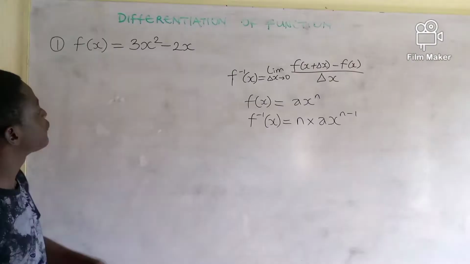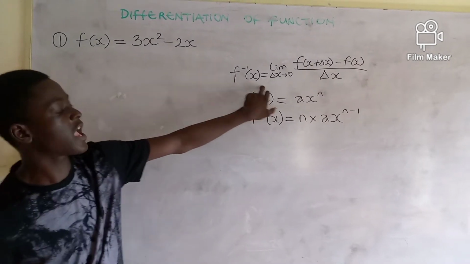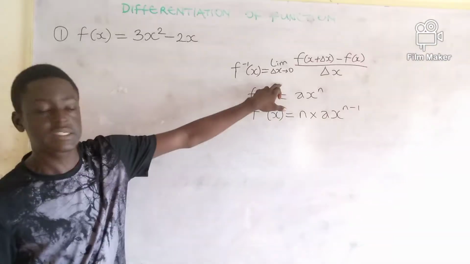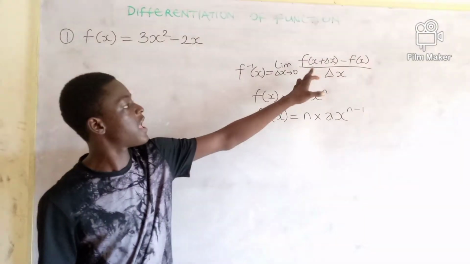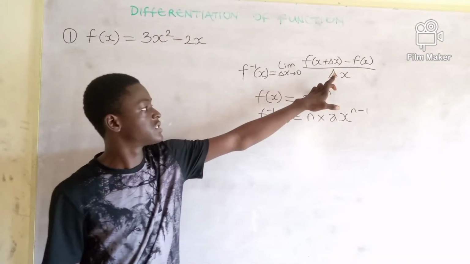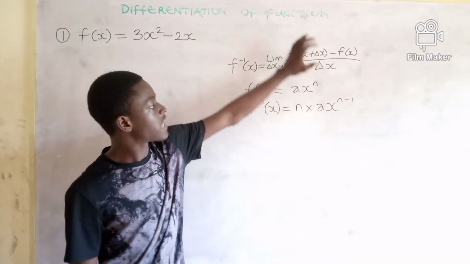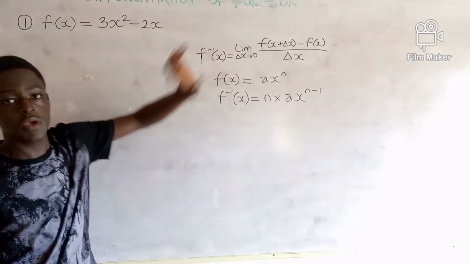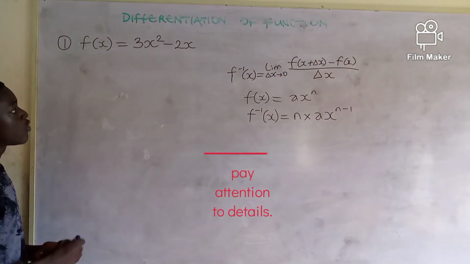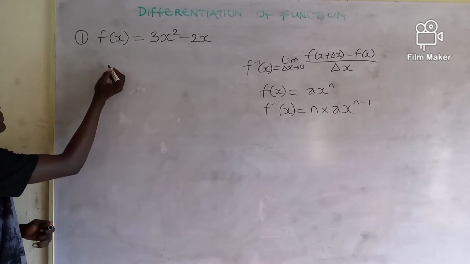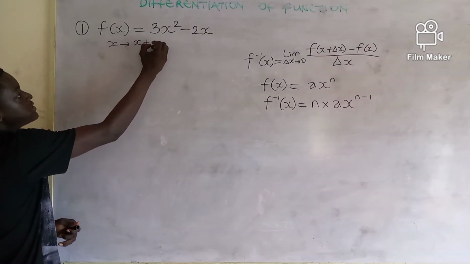Now, solving for the first principle, note that the differentiation of f(x) is equal to the limit as the change of x, dx, approaches 0 of f(x plus dx) minus f(x), all over dx. Now this, we are going to simplify to make it easier for every one of us to be carried along. Now first of all, we will turn x to x plus dx. x tends to x plus dx.